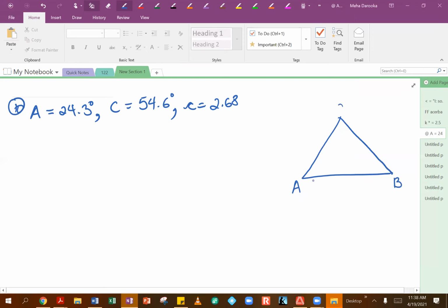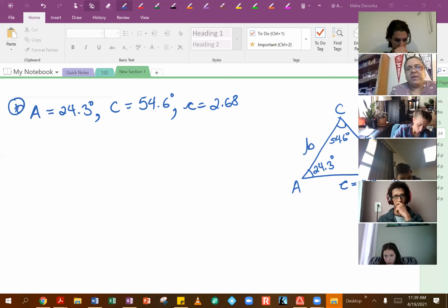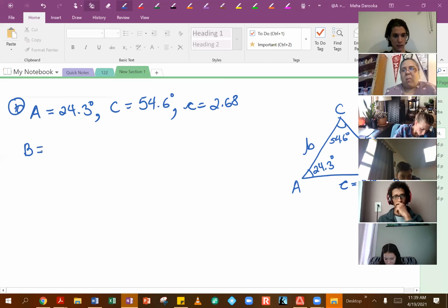So if these are your angles A, B, and C, the opposite sides are going to be sides A, B, and C. So again, angle A is 24.3 degrees. Angle C is 54.6 degrees. And then side C is your 2.68. So how do you think we can find angle B over here, guys? What will we need to do to find angle B?